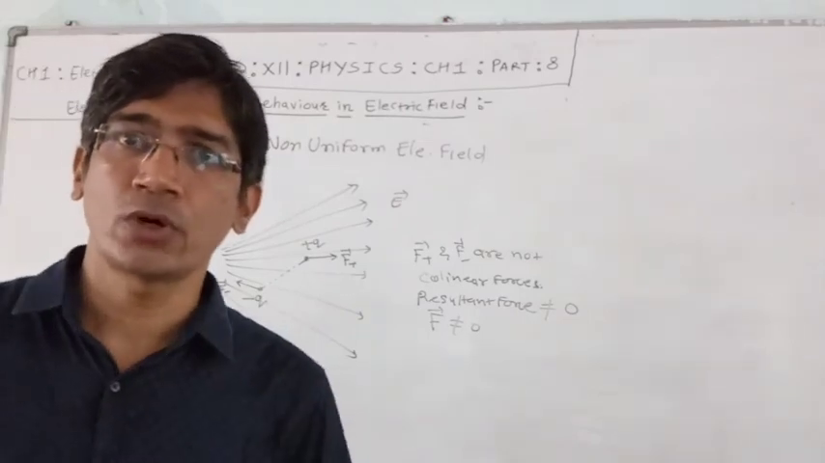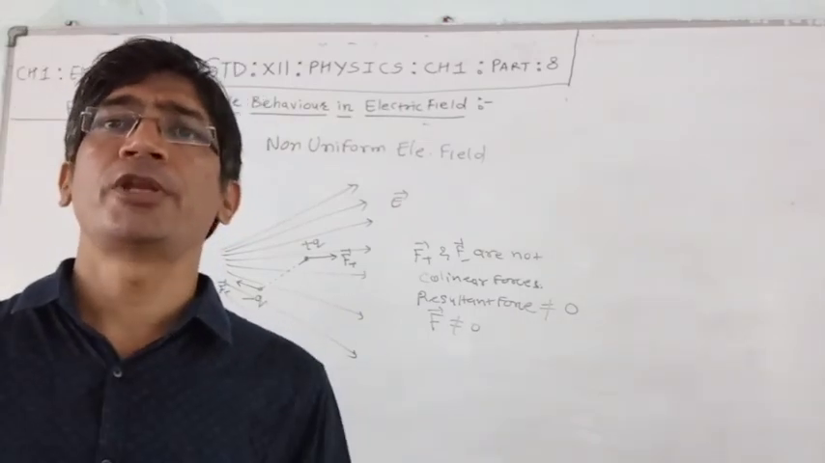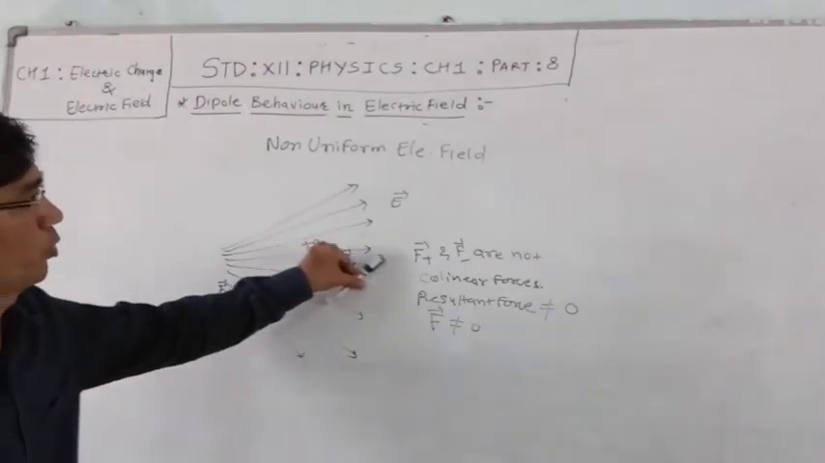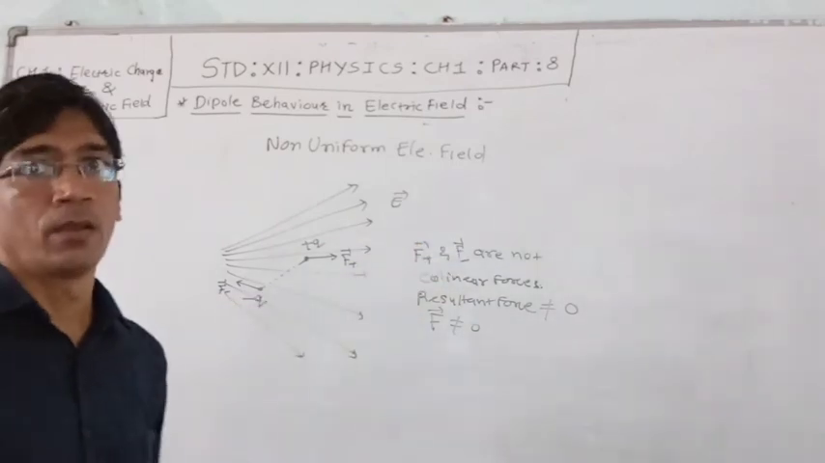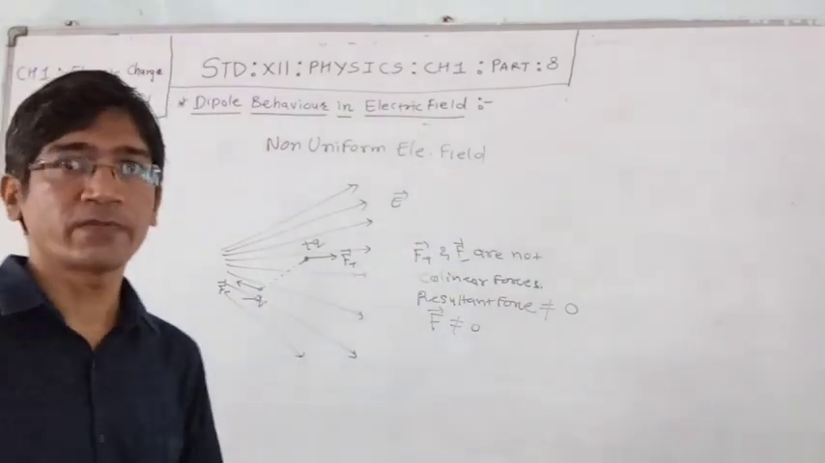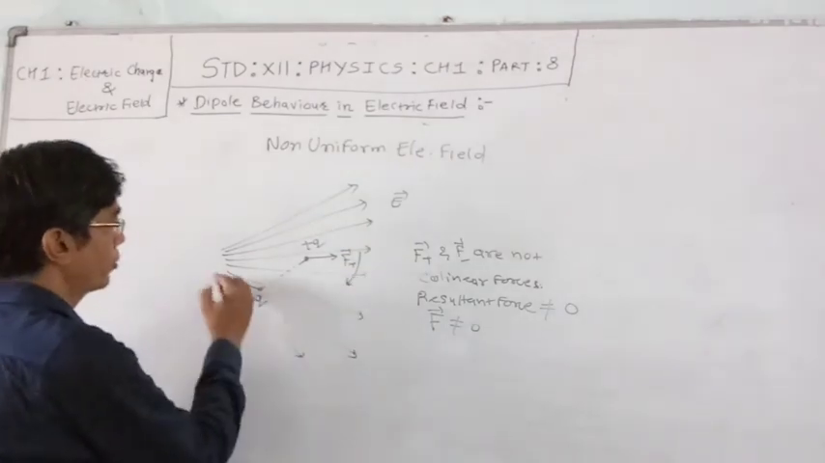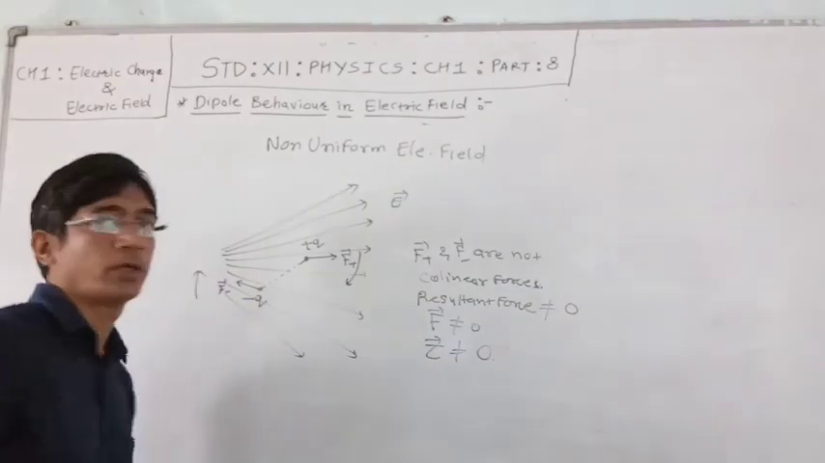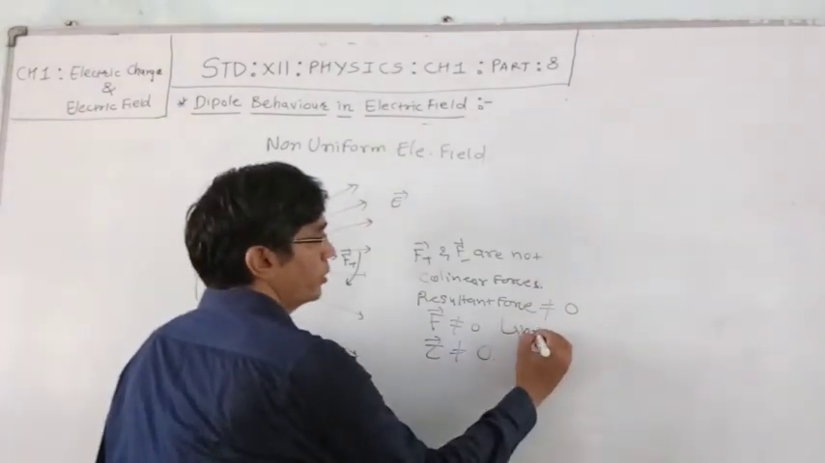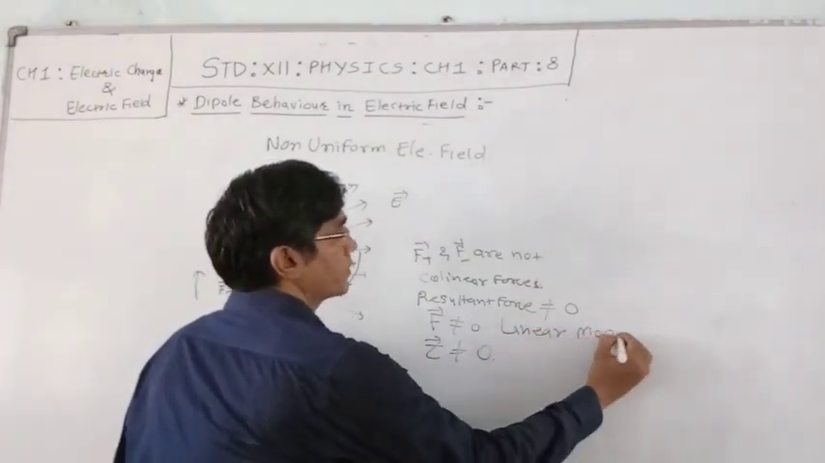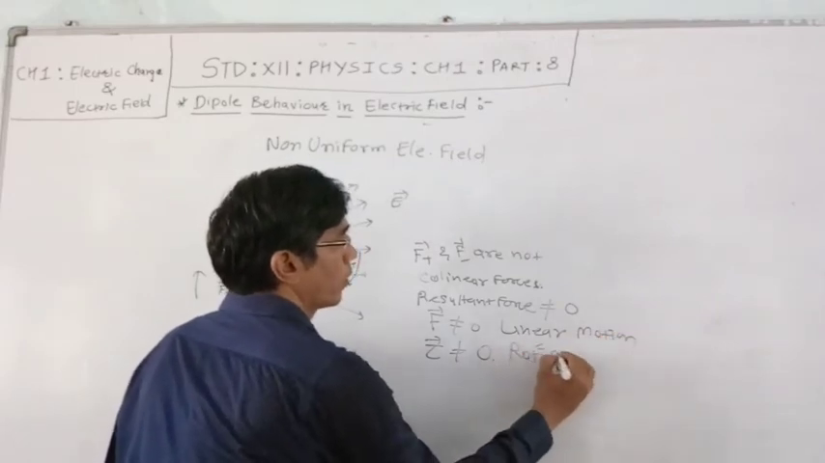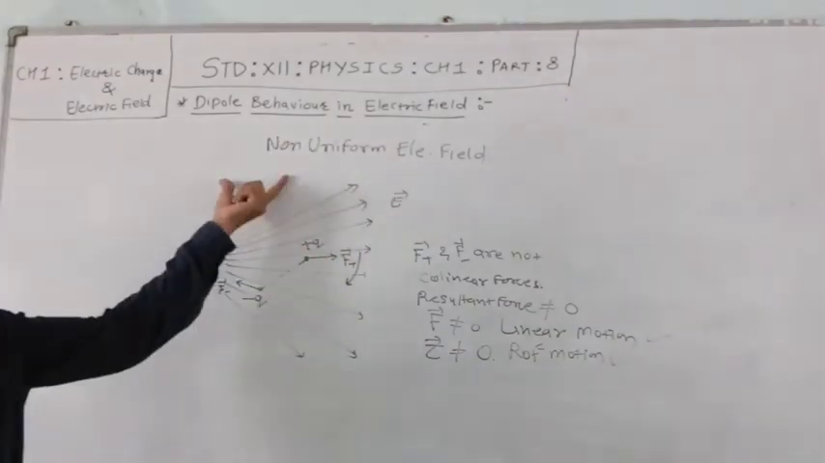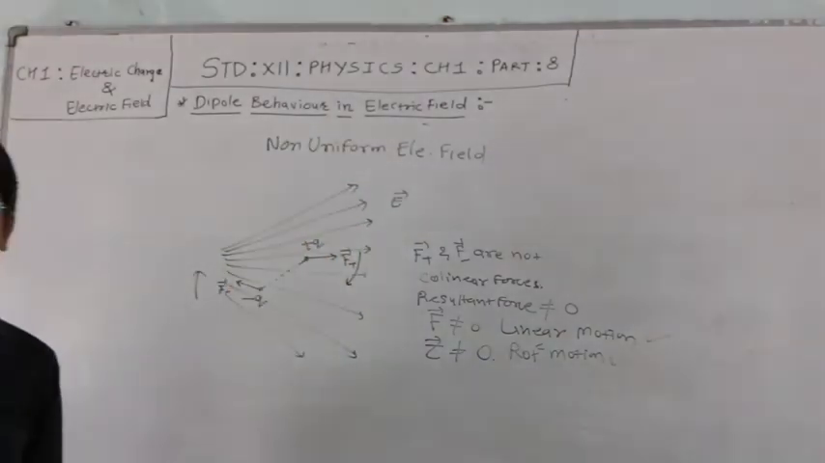The resultant force is not zero, that means linear motion of the electric dipole is produced. So this electric dipole moves along one direction, that is known as the linear motion. As well as that, torque is also produced. The torque is also not zero here. So linear motion as well as rotational motion both take place when you put the electric dipole in a non-uniform electric field.